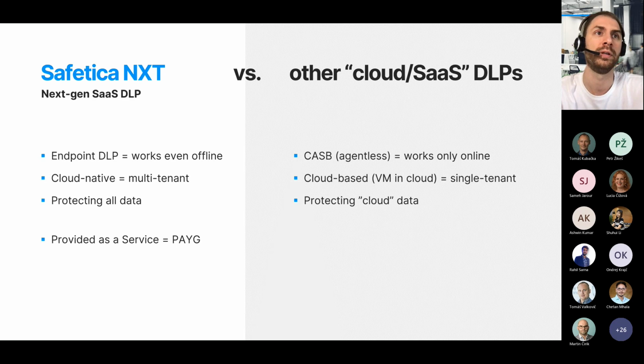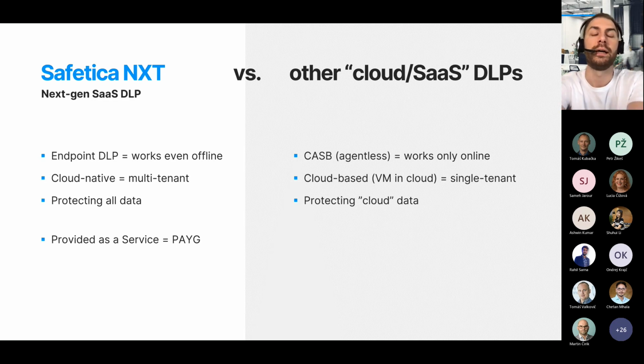It is still an endpoint DLP, so it means that it still works offline if the computer is not connected to the internet. It's cloud native. It's literally developed as a cloud native service. Therefore, it's multi-tenant. Safetica takes care of everything. The only thing that the admin or manager needs to do is to have a browser internet connection, sign into the console, and set up the things that they want to.